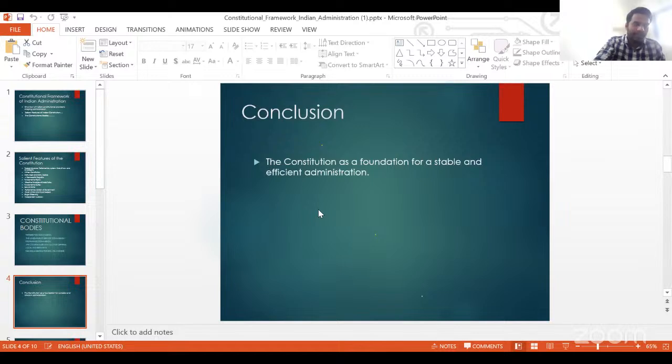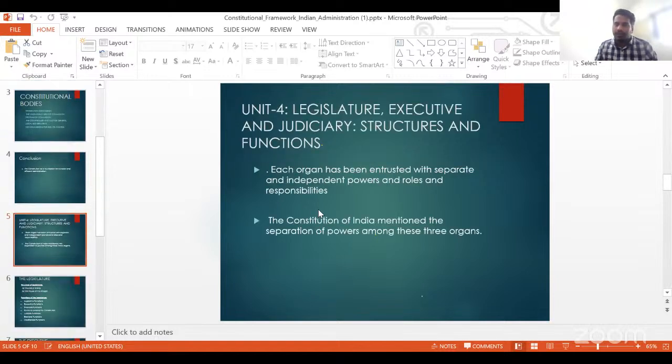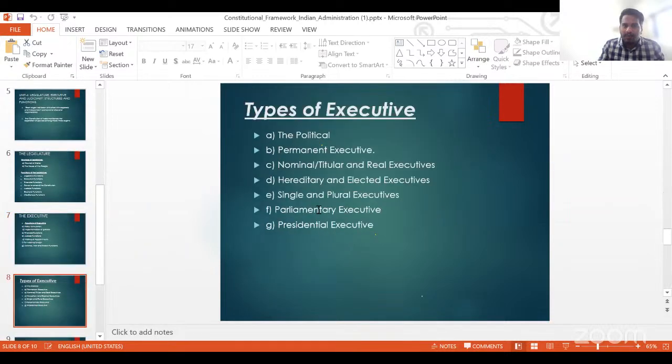Next, we will briefly go to the next chapter, block 2, that is legislature, executive, and judiciary. The fourth unit, we will just briefly go into it. Thus, we have the legislature, executive, and judiciary, their structures and functions. Next, how each of the legislature, executive, and judiciary performs their functions, and what their functions are. All this we will deal with in this chapter.